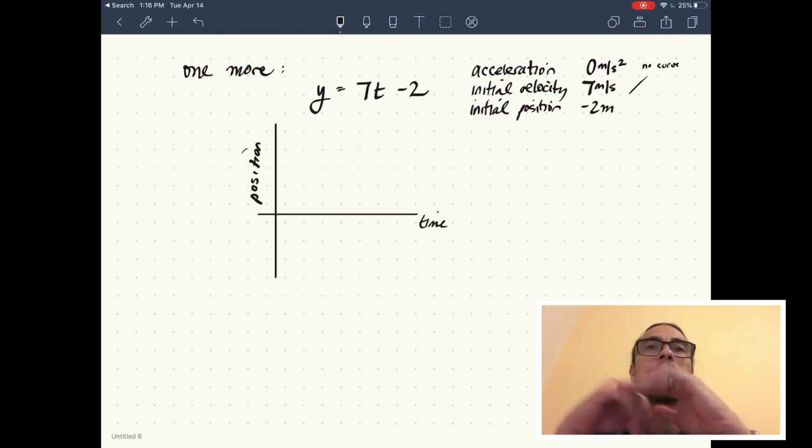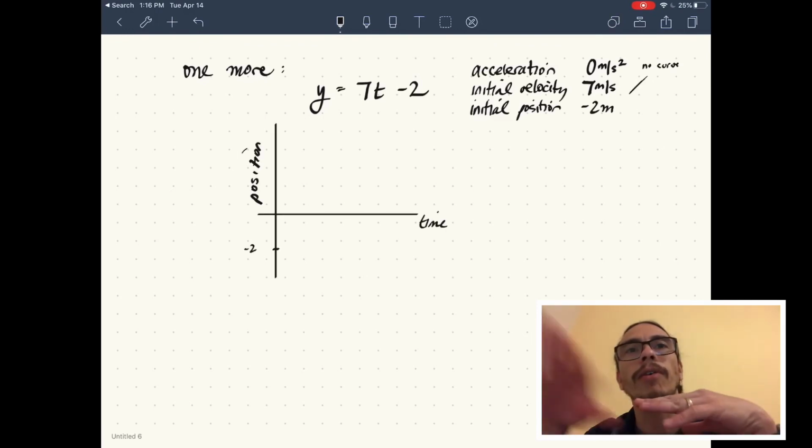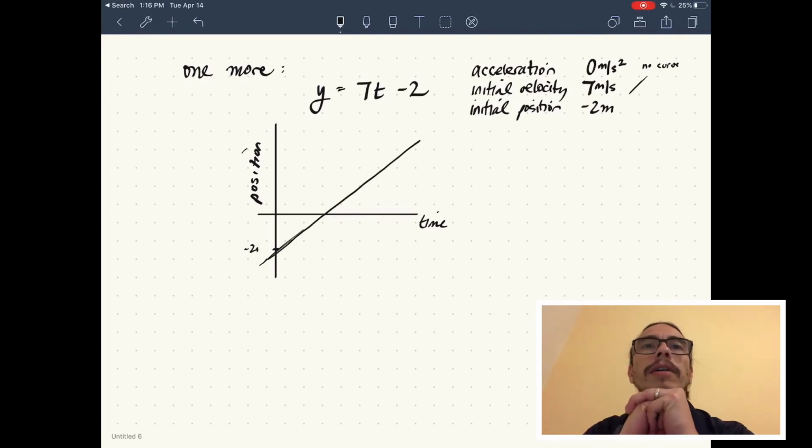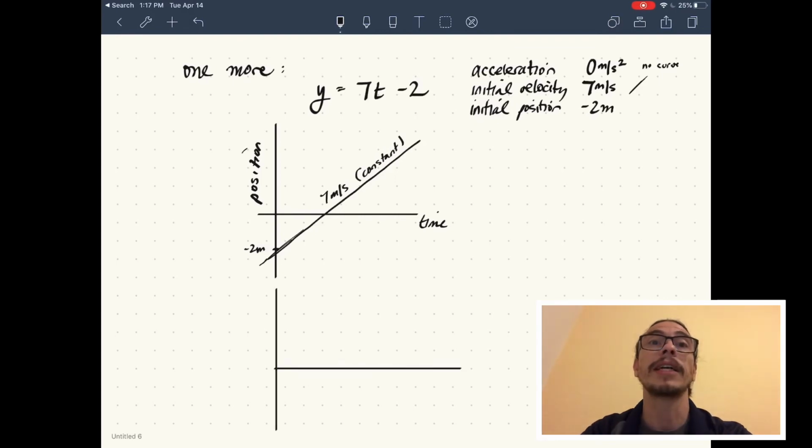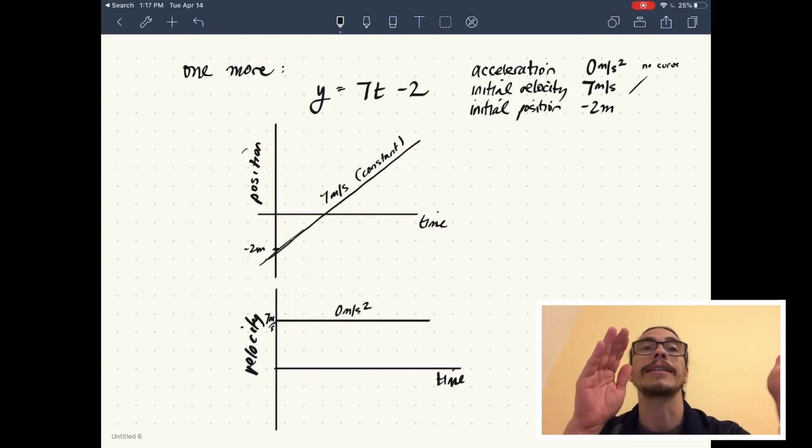So on my position time graph, I'd start down here and go up at an angle so that the slope is 7 meters per second and constant. Pretty cool, huh? Let's take a look at the velocity graph. It's constantly 7 meters per second. Yep, you got it. The slope of 0 meters per second squared, and as that 7, it goes across.